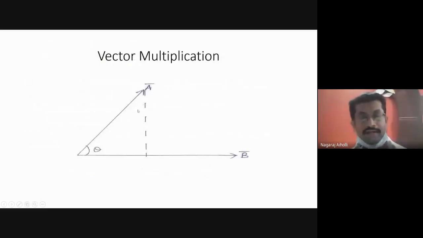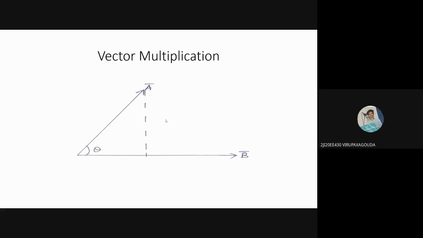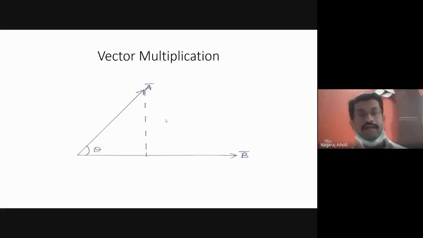If the given two vectors are perpendicular to each other, what will be their dot product? Say these are the two vectors, A bar and B bar. It is 0. Now, how did we come to know that it is 0? Cos 90 is 0. Very good. If cos 90 is 0, the entire product will become 0.